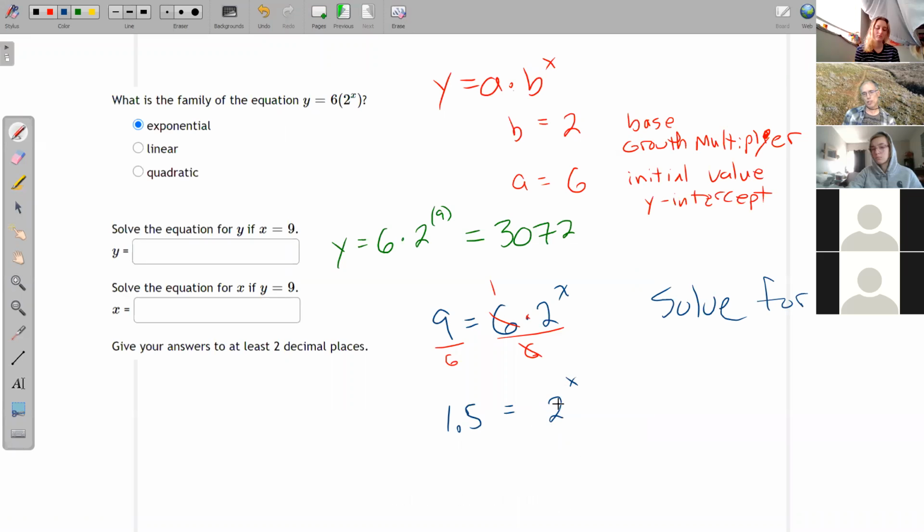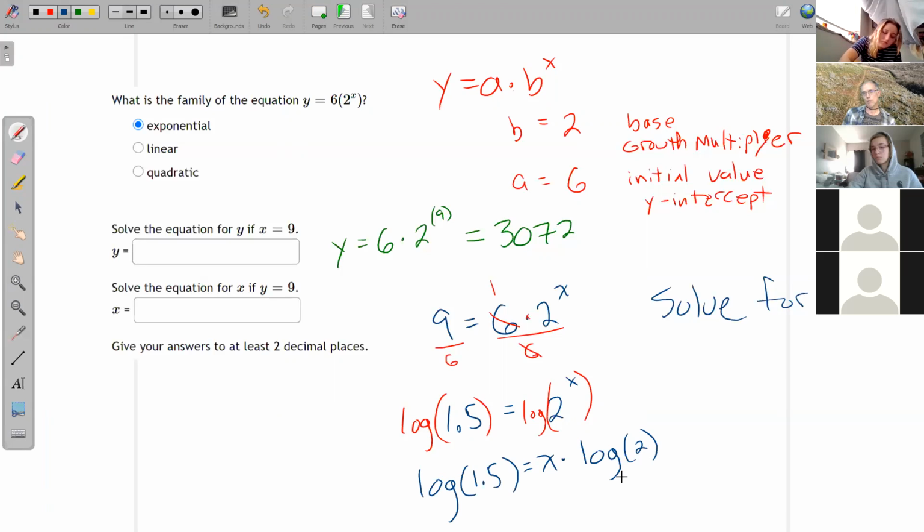Now at this point, once I get the base to the power alone, I'm ready to use a log. So what I do is apply log with parentheses to each side. The one power of using a logarithm is it pulls the exponent out. So then I can rewrite that right side as x times the log of 2.